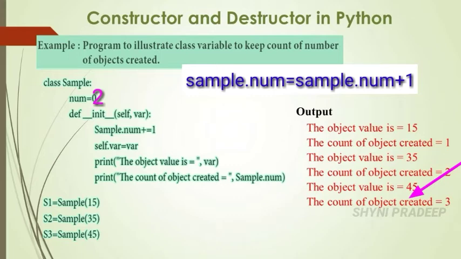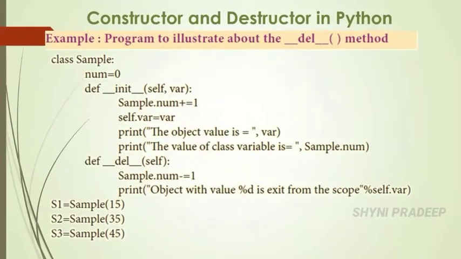This is the output. Next program is a program to illustrate the __del__ method. This is the destructor function. Constructor function is the __init__ function. Destructor function is the __del__ function. The destructor function also begins and ends with a double underscore. The same program I have already explained, but the only difference is here the __del__ function is given.